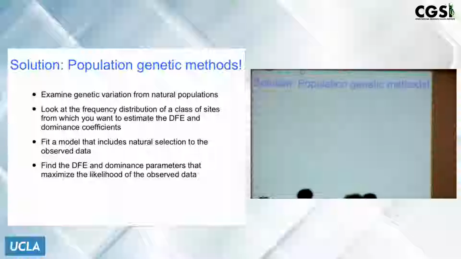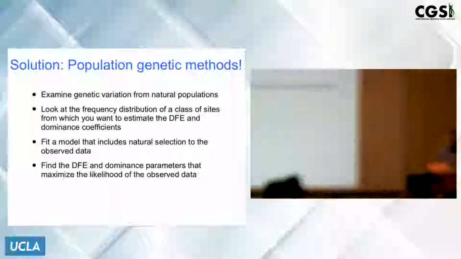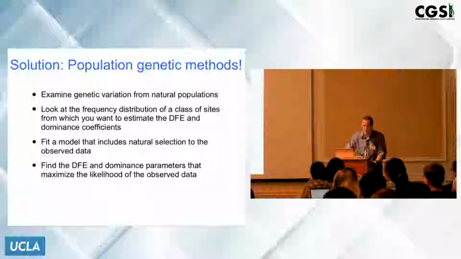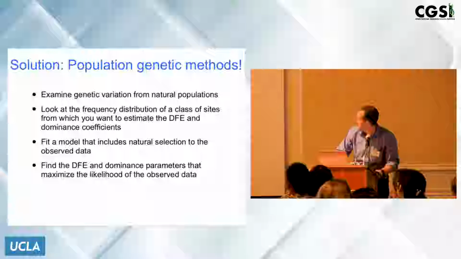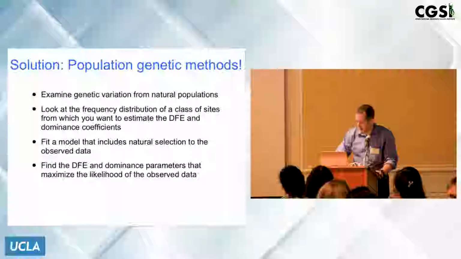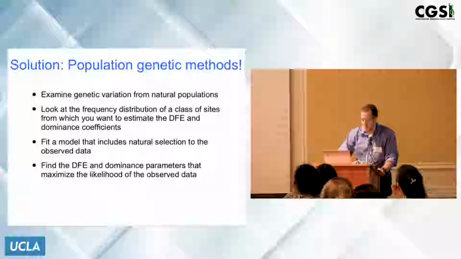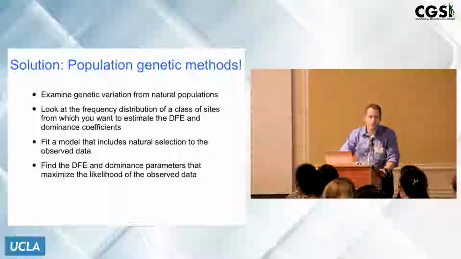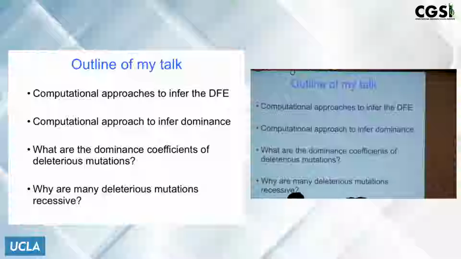So what's one possible solution? And that is, I'm a population geneticist, and we study natural variation in natural populations, so it shouldn't be a surprise that I would say we should look at genetic variation in natural populations and build models to try to estimate these parameters. The basic idea is we can look at the frequency distribution. I'll go into more specific detail in the next few minutes, but basically look at sites where we want to estimate the distribution of fitness effects and dominance coefficients, and then fit models that include these evolutionary processes to the data, and find the parameters that maximize the likelihood.